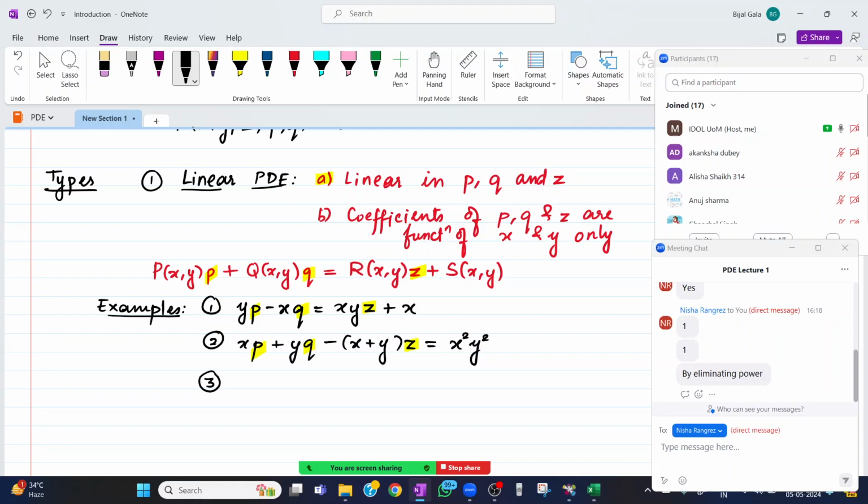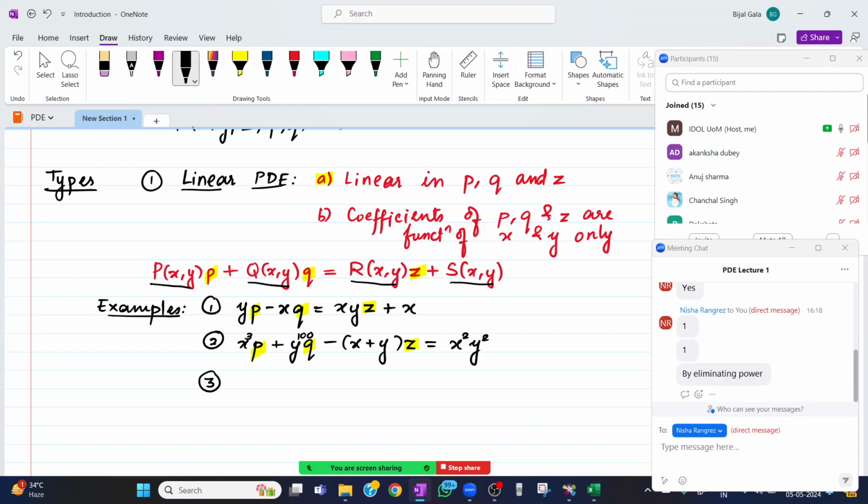Did you get this? Yes, linearity, the linearity is only for p, q and z. Okay? Not for x and y. So even if I have a x cube here and y raised to 100 here, it will still remain as linear. Because there is no restriction on the powers here, right? There is no restriction on the power of x and y. The restriction is only on the powers of p, q and z. I hope this is clear with everyone.